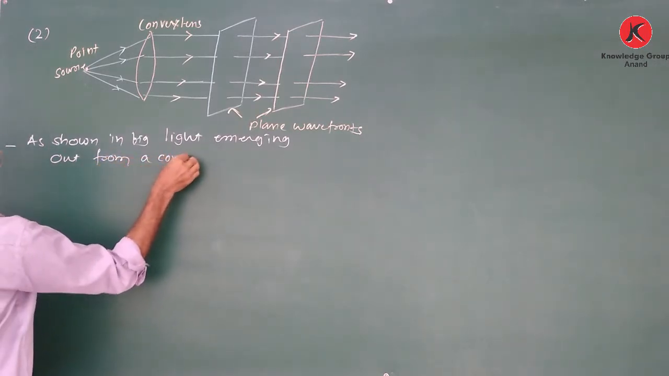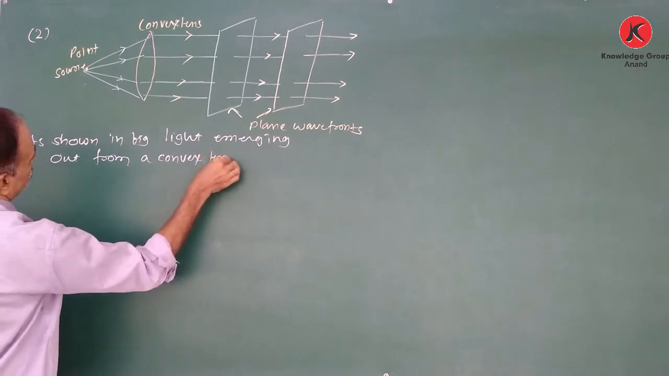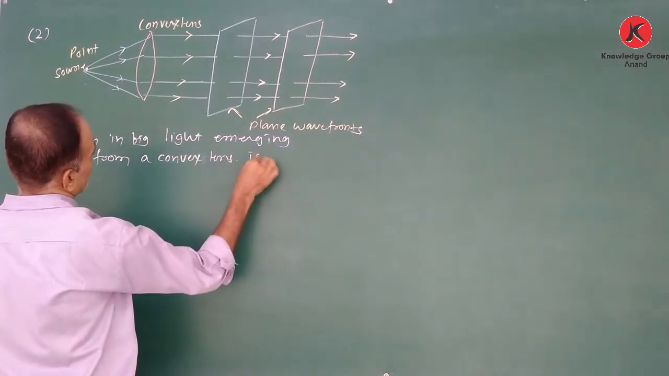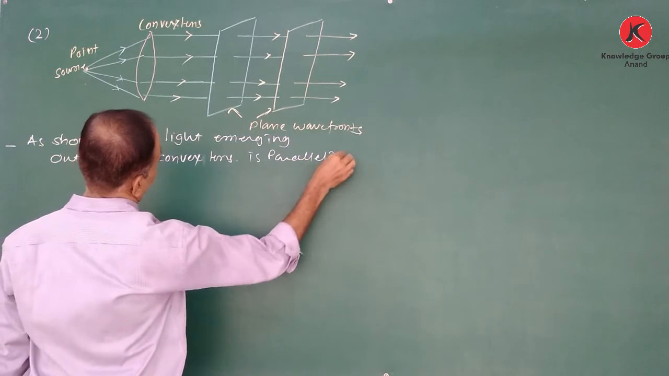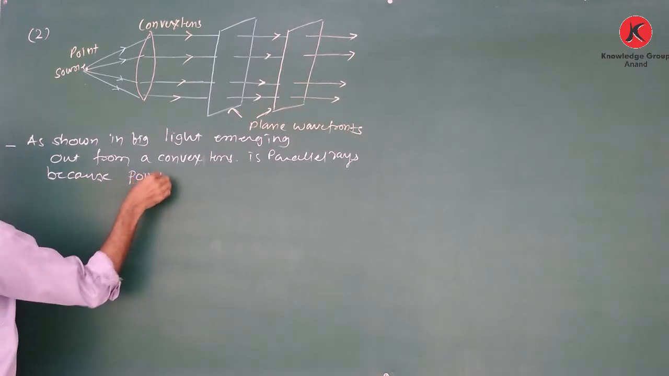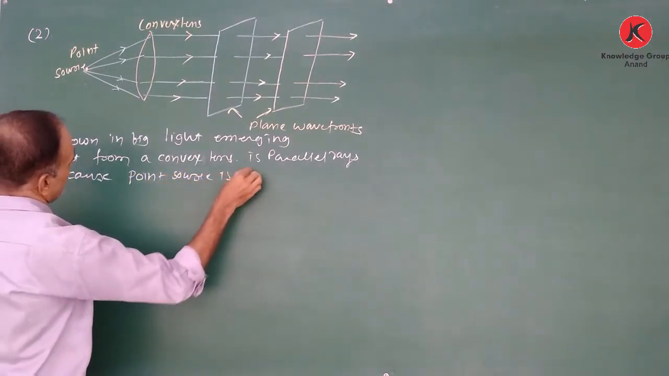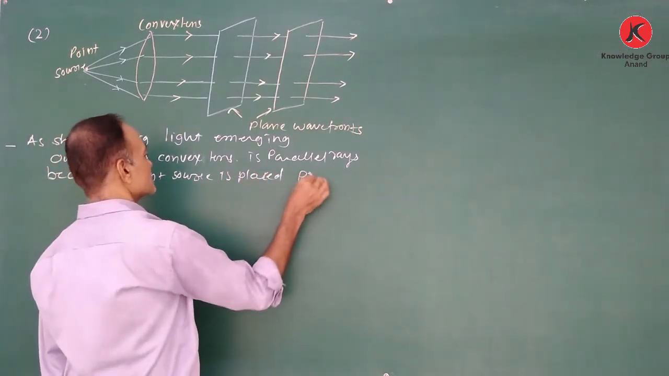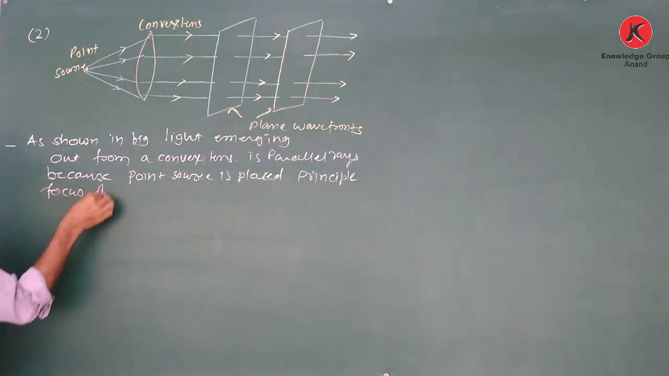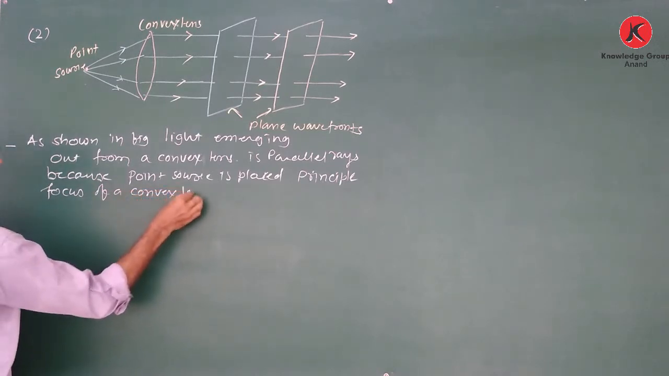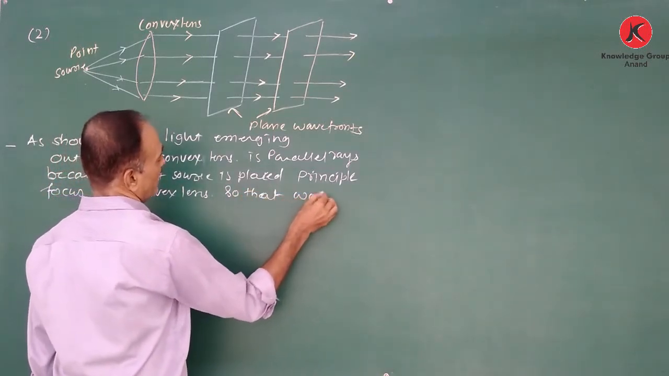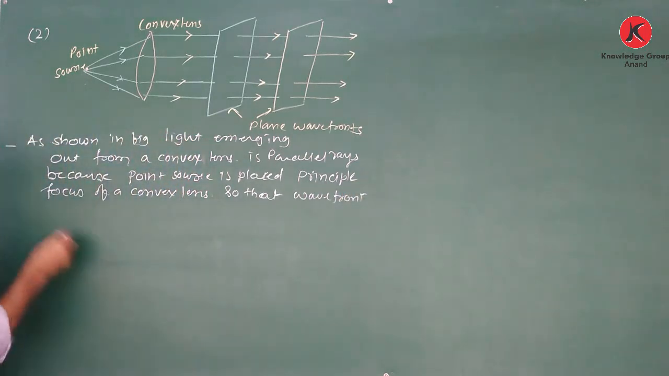The light emerging out from a convex lens is parallel rays, because the point light source is placed at the principal focus of the convex lens, so that the wavefront is a plane wavefront.